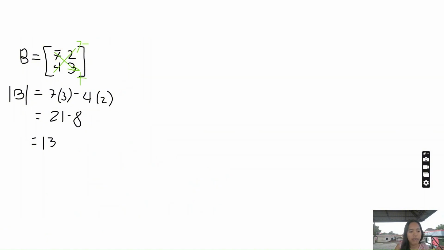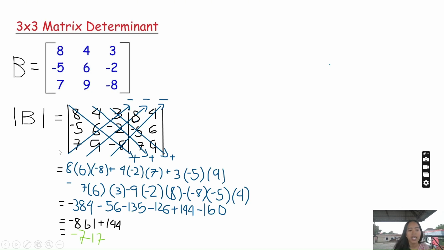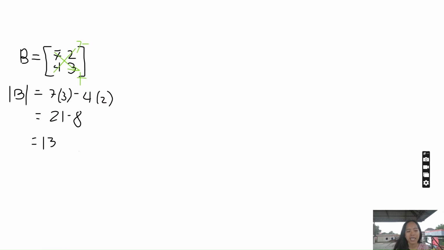We have another example, 7, 2, 4, and 3. Again, we multiply 7 times 3 minus 4 times 2. So 7 times 3 is equal to 21, minus 4 times 2, which is 8, equals 13. So our determinant is 13. As you know, getting the determinant of a 2 by 2 matrix is easy since you just need to multiply the diagonals.